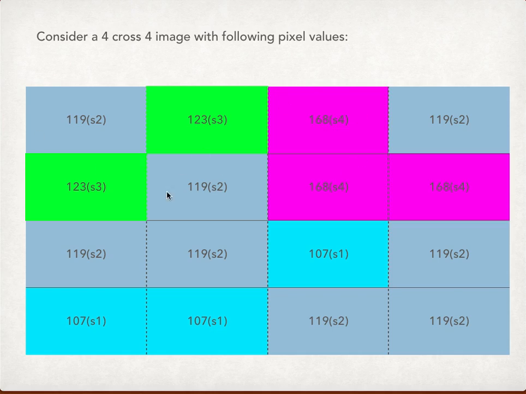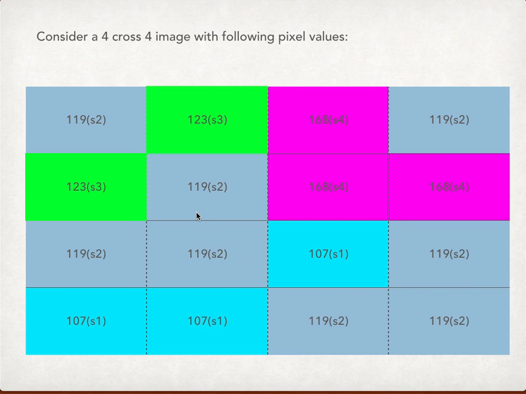In this example, I have taken a 4 cross 4 image. These are nothing but the gray values. I have assigned symbol names for those gray values. So 123 is your symbol 3, 119 is your symbol 2, 168 is your symbol 4, and 107 is your symbol 1. These are nothing but the symbols in a 4 cross 4 image.